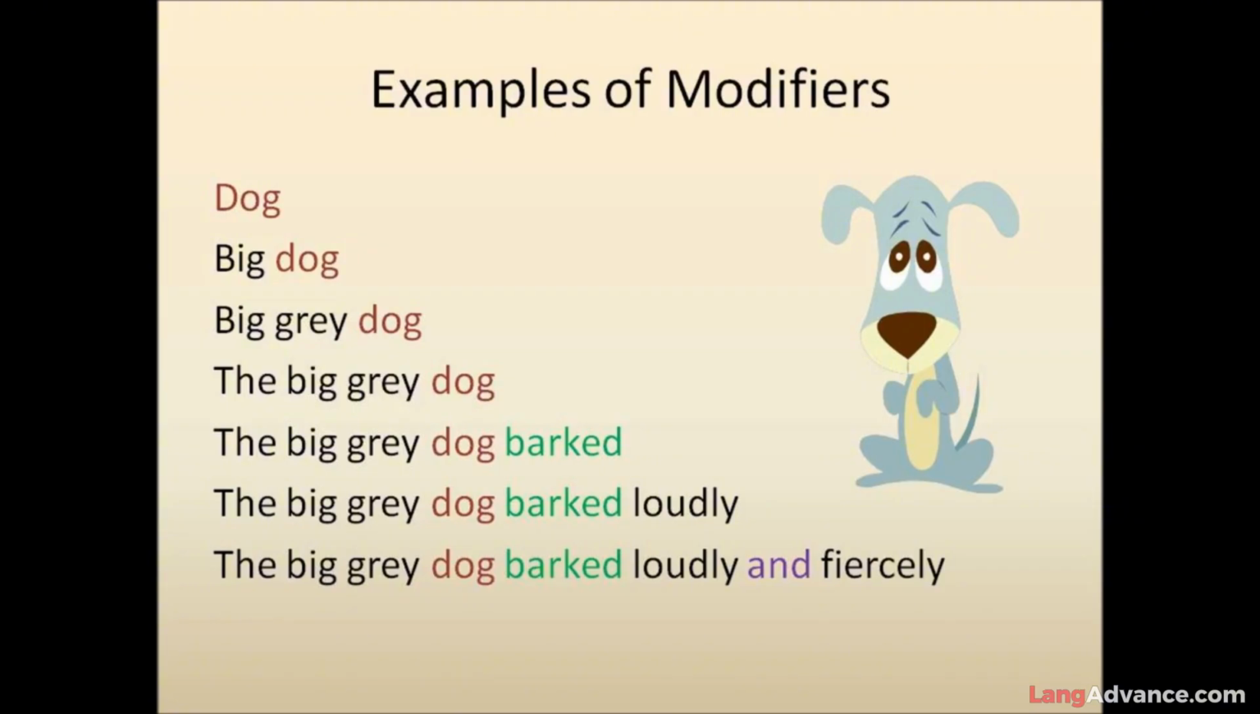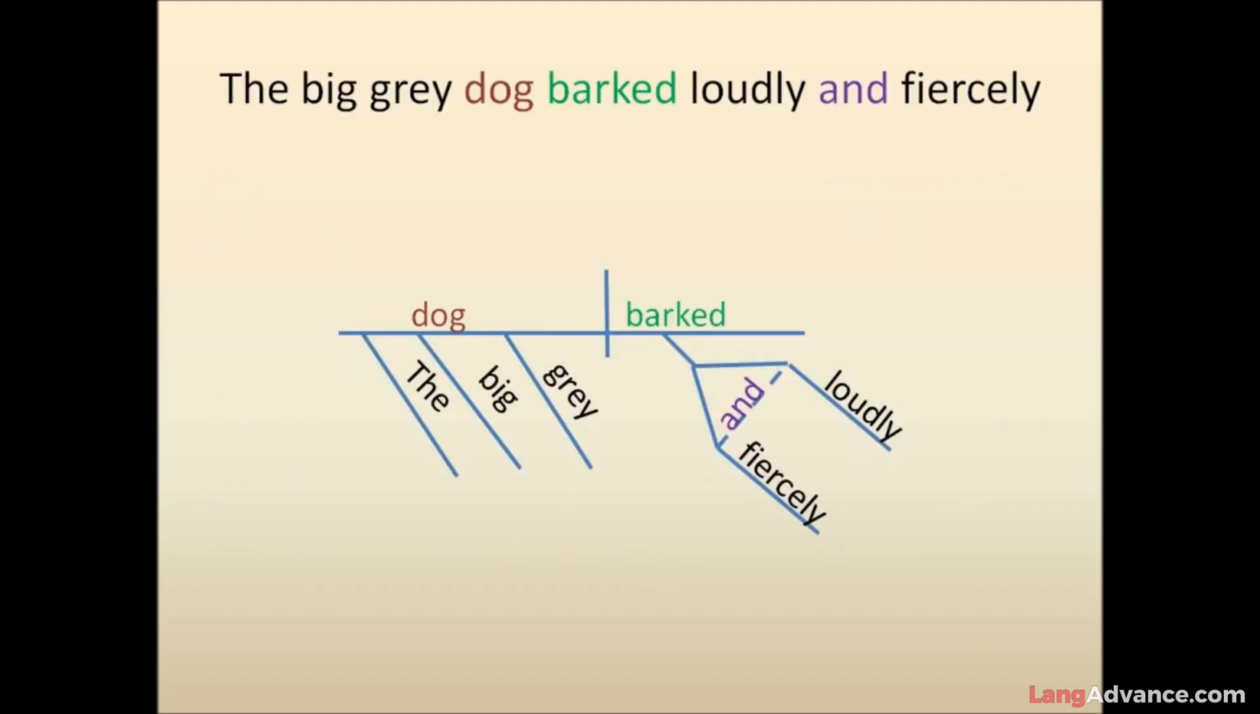Then we can actually modify how the dog barked by adding loudly and fiercely. So in the end, we can have the big gray dog barked loudly and fiercely. The big gray describes the dog. Loudly and fiercely describes barked. And is the conjunction, which we covered last time when we talked about compound subjects and compound verbs. In diagram form, this sentence would look like this.